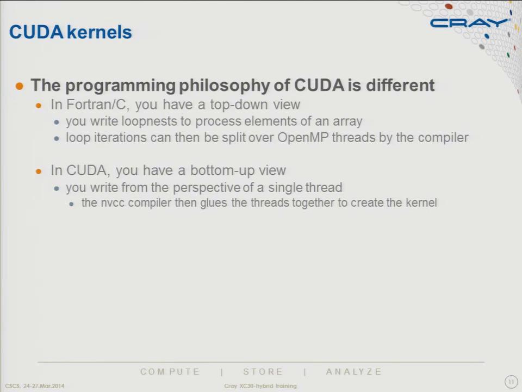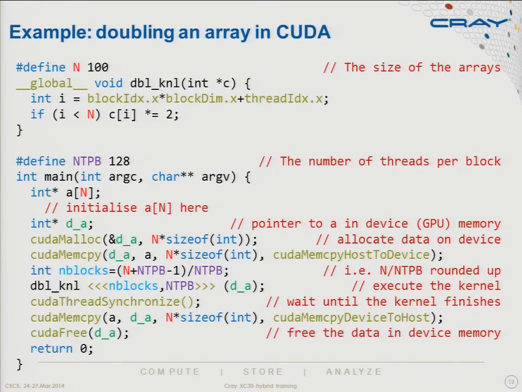The compiler then glues that together for all the threads in a thread block and for all the blocks in a grid, and works out where the threads can cooperate to load data from memory in the most efficient manner, and all these sorts of things. But you write it in a different way. It's as if you are a thread, as opposed to being the whole MPI rank, which sees the whole array. So here is a CUDA example.